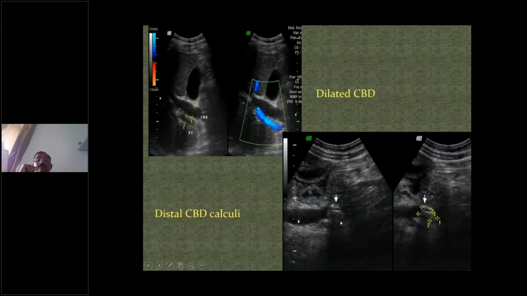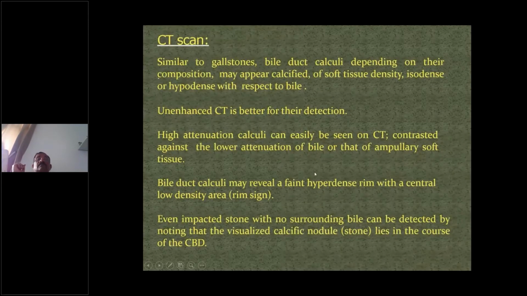So, coming to the role of CT in hepatobiliary calculus disease. The bile duct calculi, depending on the composition, may appear calcified, may have soft tissue attenuation, or may be iso- or hypodense with respect to the surrounding bile. So we should use plain CT for detection, and oral contrast should be withheld. We should give oral water to distend the bowel.